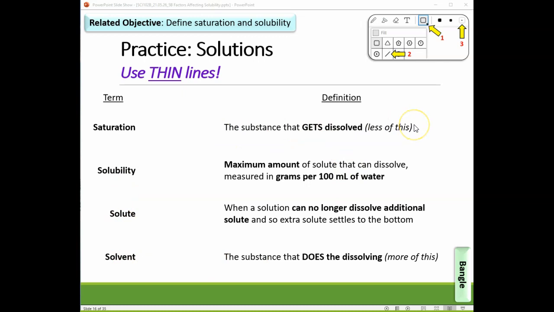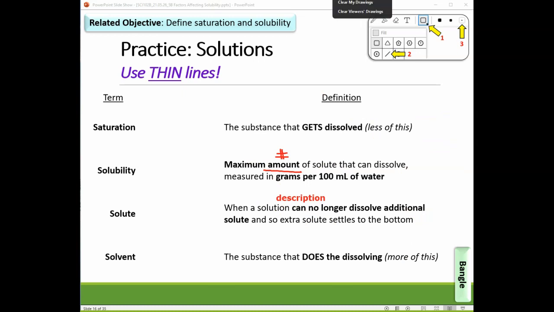So you need to know what is the substance that gets dissolved that you have less of, and what is the maximum amount. Again, amount means you should be looking for the number term of solute that can dissolve, measured in grams per 100 milliliters of water. When a solution can no longer dissolve additional solute, extra solute settles to the bottom. Again, this one's not a number, this one's just a description. And then finally, the substance that does the dissolving, what you have more of. All right, go ahead and pause the video, match those up, and then continue playing when you think you have the right answer.